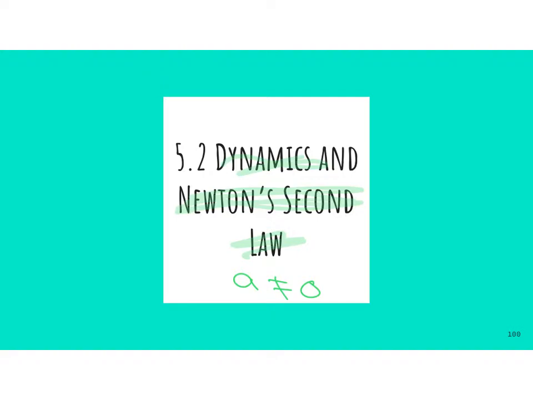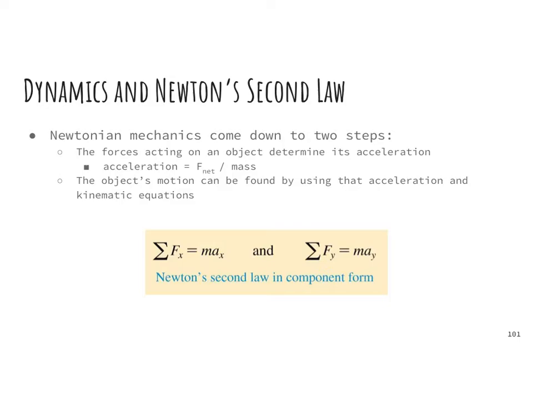Again, we'll look at free body diagrams, we'll look at the forces acting, and those will get us the acceleration through the net force. So with Newton's second law, Newtonian mechanics comes down to two main steps. First off, the forces acting on an object will determine its acceleration. Okay, the forces determine the acceleration, and we use the formula acceleration is the net force divided by the mass, and we can get that acceleration using the concept of forces, or we can use it with kinematics, and those two things help each other out.